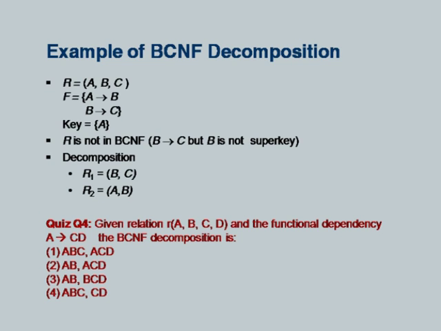Okay. So, now here is quiz 4. Remote centers, please again check that the clicker setup is all set. And all of you, please press the ST key once now. And let's read the question. Given the relation ABCD and the functional dependency A goes to C, which of the four things below is a valid BCNF decomposition? ABC and ACD, AB and ACD, AB and BCD, or ABC and CD?